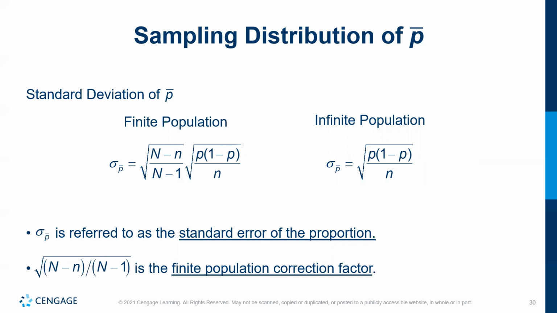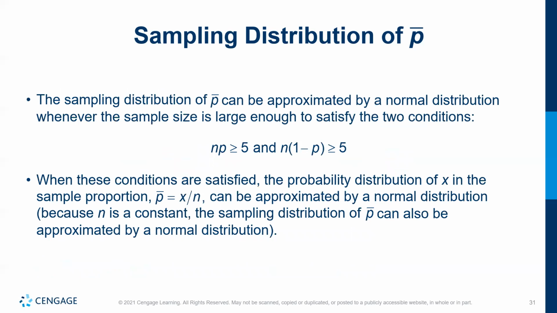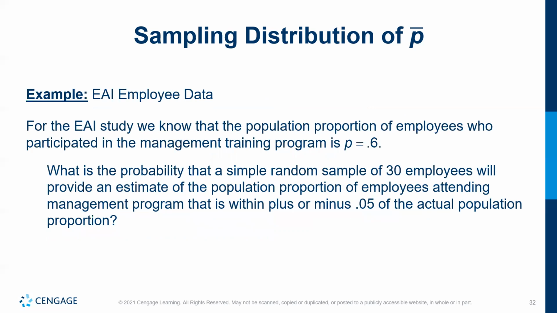If it's a finite population, it's the finite population correction factor times that. So this little factor, the square root of big N minus little n, divided by the square root of big N minus 1, doesn't change whether you're working with a proportion or a mean. That correction factor is the same. Just the formula for standard deviation is different between a proportion and a mean, and so you need to recognize which one you're working with. Again, the sampling distribution for proportions is approximated by a normal distribution when np is greater than or equal to 5.